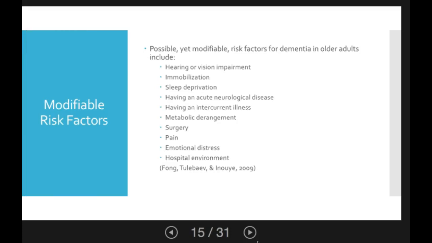On this slide, we're going to talk about the modifiable risk factors. These are the risk factors that nurses can make the biggest difference in protecting their patients from developing delirium with.